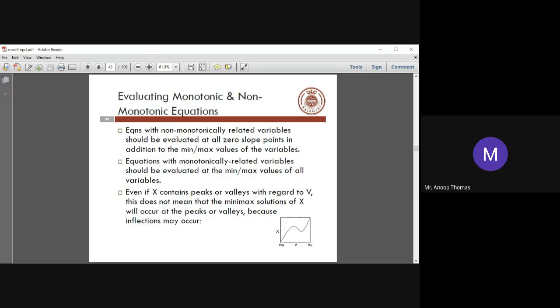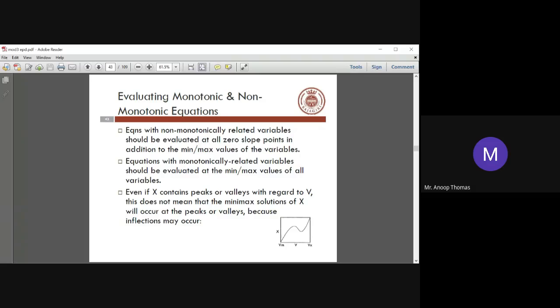To get the maximum or minimum value, you can go for your zero slope points, or points where the derivative with respect to that particular variable is equal to zero. That might give you the maximum value. If you have a point in your variable where the derivative becomes zero, that can be the minimum or maximum value. Variables should also be evaluated at their minimum and maximum. Even if x contains peaks or valleys with regard to v, this does not mean that the minimum or maximum solutions occur at all those peaks or valleys, because inflections may occur.